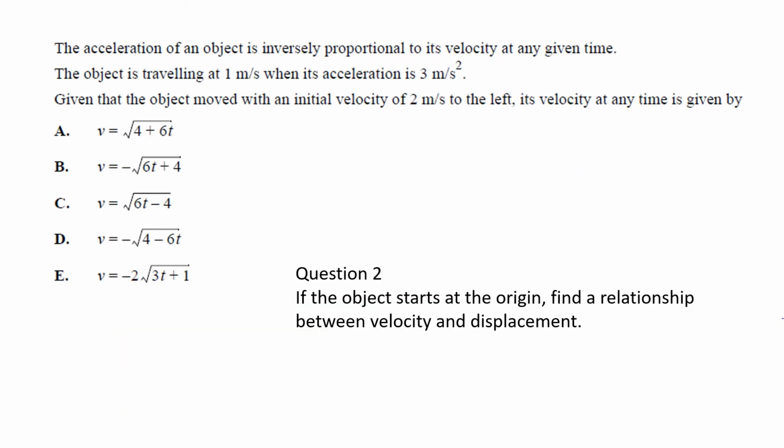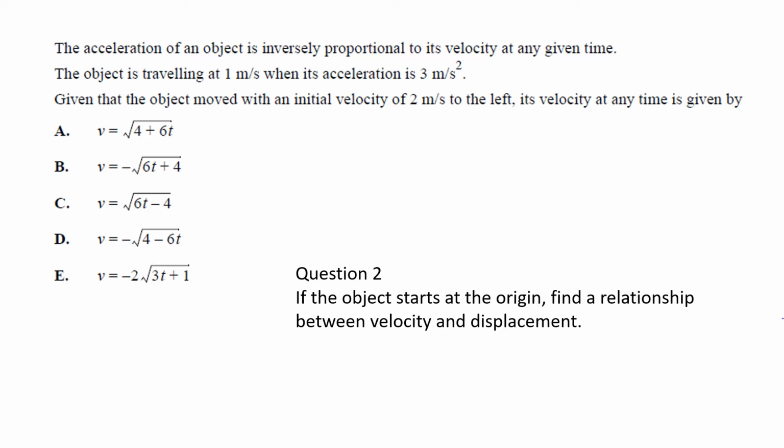Okay, here's another 2 questions, in fact, and I've just tagged on question 2. So what we've got is the acceleration of an object inversely proportional to its velocity at any time t, some information about its velocity at a particular acceleration, and some initial information there, and we need to come up with the correct expression relating velocity and time. I'll let you have a go at this problem, and then I'll pause it in a moment, and then we can go over the solution together.